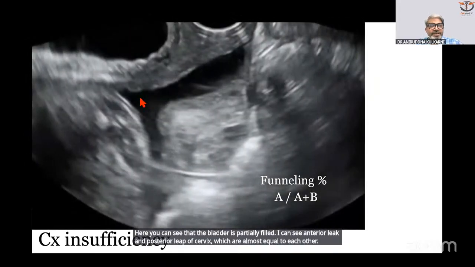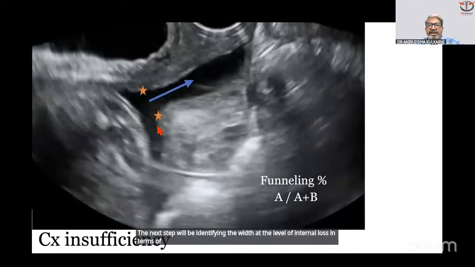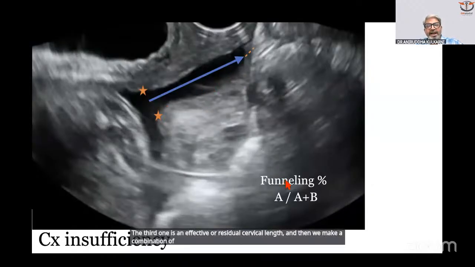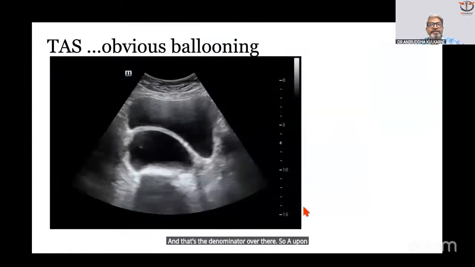The next step will be identifying the width at the level of the internal os in terms of dilatation. The next one is to identify the funneling length. The third one is the effective or residual cervical length. And then we make a combination of A plus B, and that's the denominator over there. So A upon A plus B is the funneling percentage.